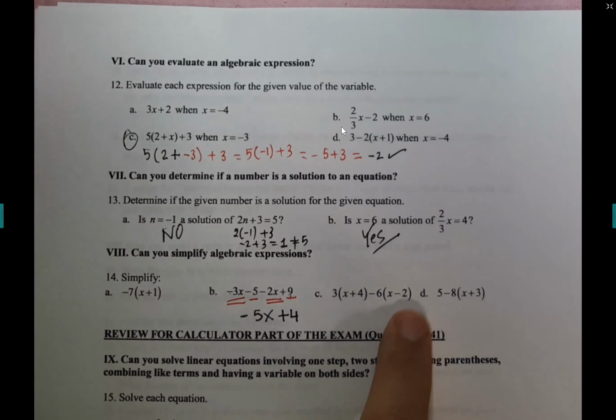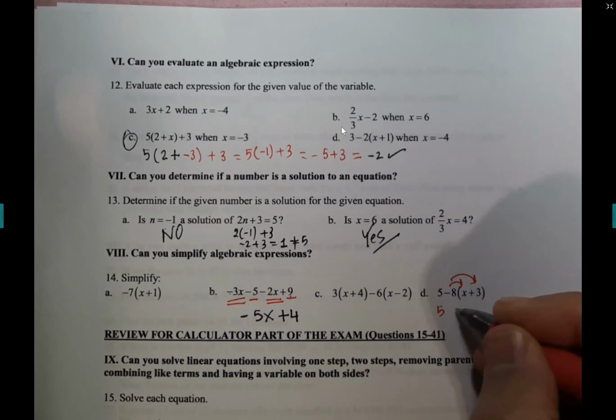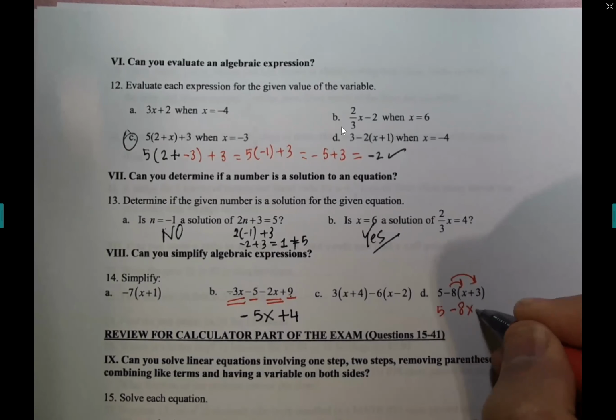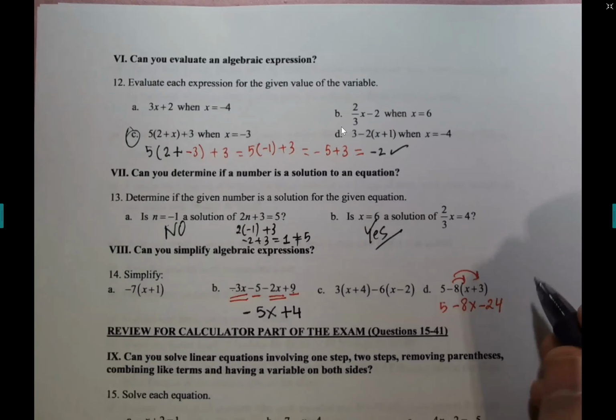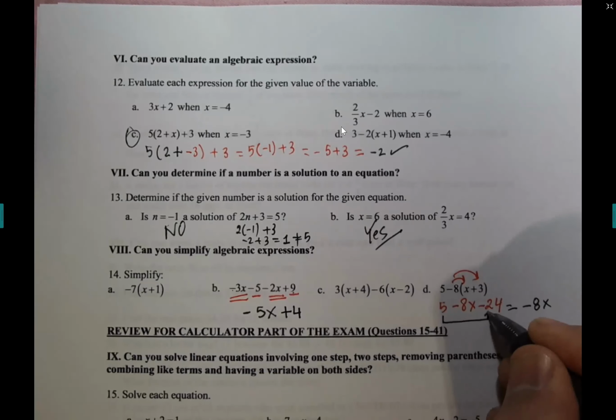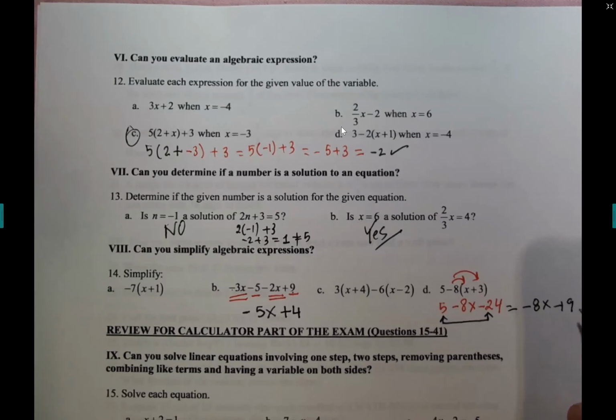Let's do D. Distribute property, guys. First of all, you have to distribute. -8x minus 24. Okay. -8x, I cannot combine it with anything because it's the only one that has x in it. So just leave it alone. Guys, you can combine these two. Minus 19. That is correct. Yep. All right, let's go.